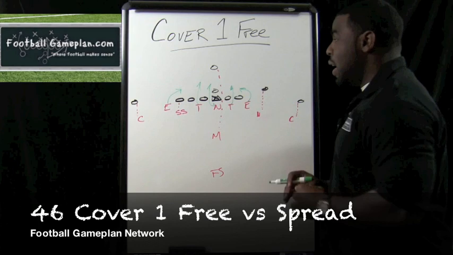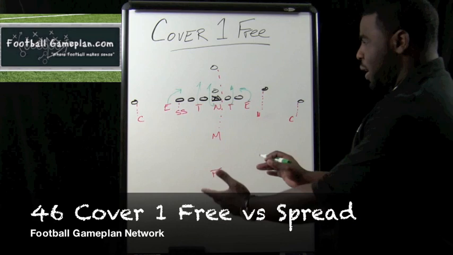Now, where this defense could be a weakness is, plain and simple, by alignment. You look at it, imagine if this tailback came out this way in the flat.